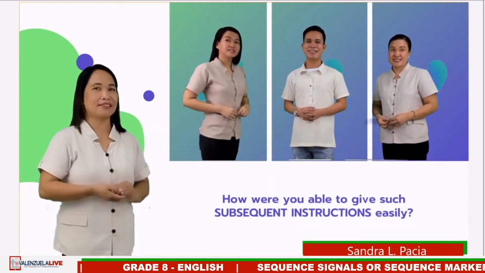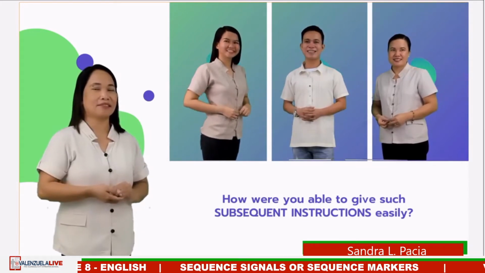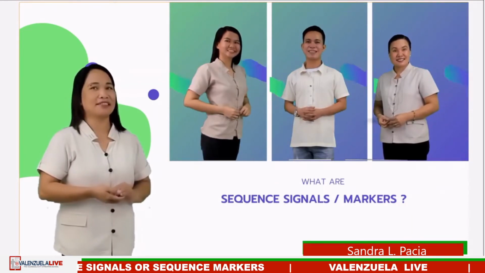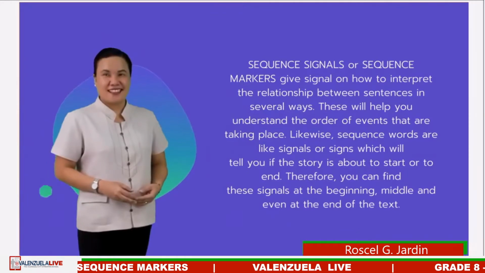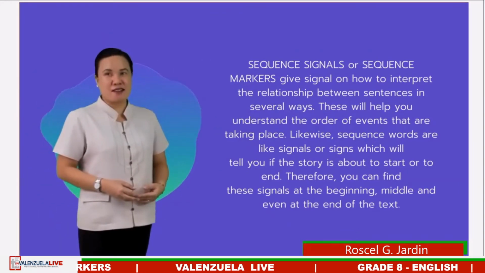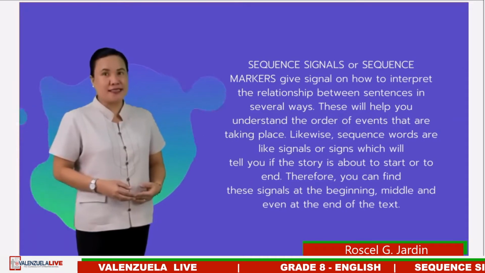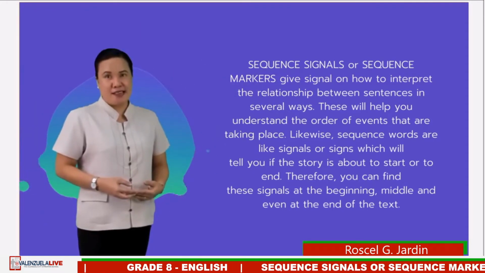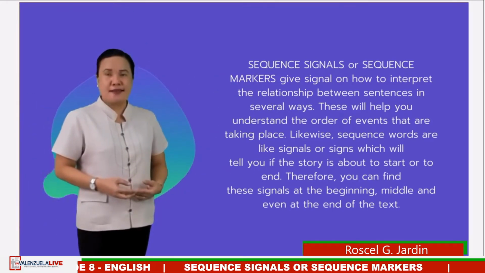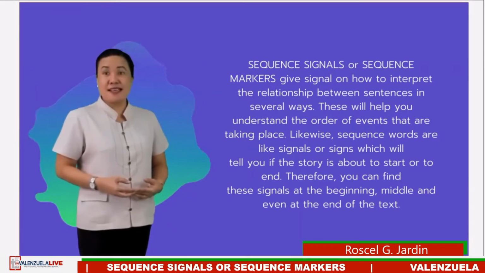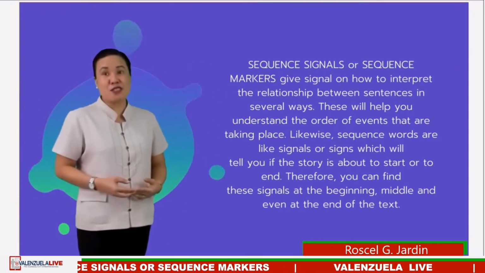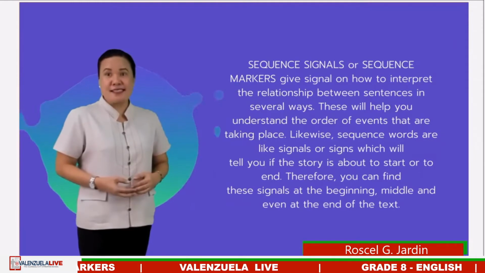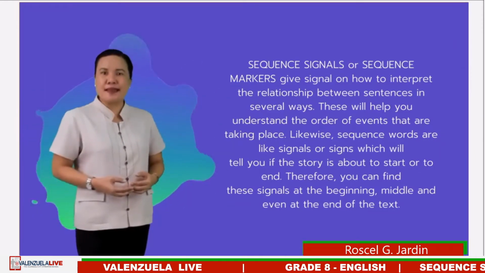Well, I use sequence signals or markers. What are sequence signals or sequence markers? Sequence signals or sequence markers give signals on how to interpret the relationship between sentences in several ways. This will help you understand the order of events that are taking place. Likewise, sequence words are signals or signs which will tell you if the story is about to start or to end. Therefore, you can find the signals at the beginning, middle, and even at the end of the text.